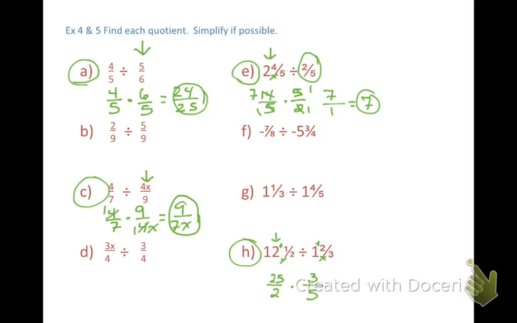Can I reduce anything? Yes, I can. The 5 and the 25 can be reduced. So 5 times 3 is 15. And 2 times 1 is 2. And it's improper, so we're going to turn it back into a mixed number. So 2 can go into 15, 7 times. That makes 14. There's 1 left over and a 2.